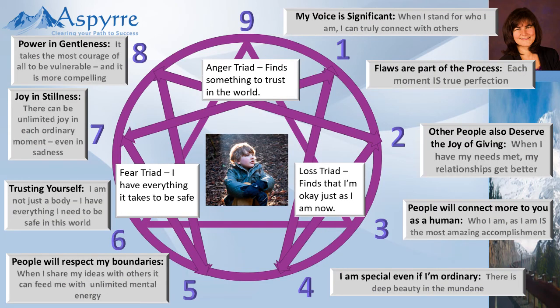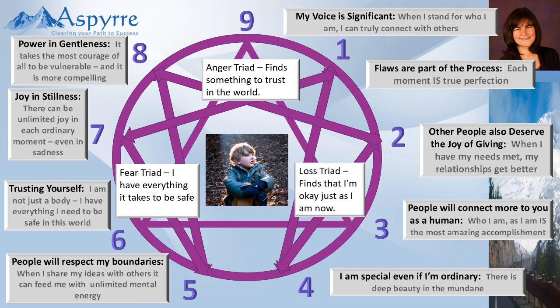So here's an overview again of what we just went over at the other end of the journey. Nines discover that their voice is significant, and in doing so, they're able to get to the peace. Ones discover that flaws are part of the process, and in doing so, they become more accepting and people receive their advice and guidance. Twos discover that other people also deserve the joy of giving. They start getting their own needs met, they start getting more results, and they're able to be even more caring of others because they're not bitter.